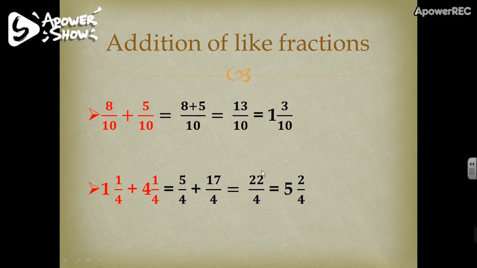And now we are expressing this improper fraction as a mixed fraction. For this, you have to divide 22 by 4, and after division you get 5 as your quotient, 2 as your remainder, and 4 is the divisor. So my mixed fraction is 5 2 by 4.